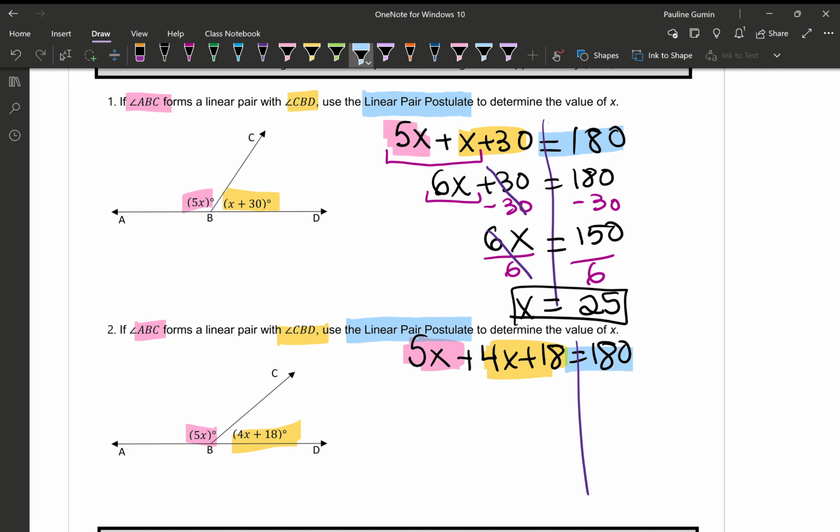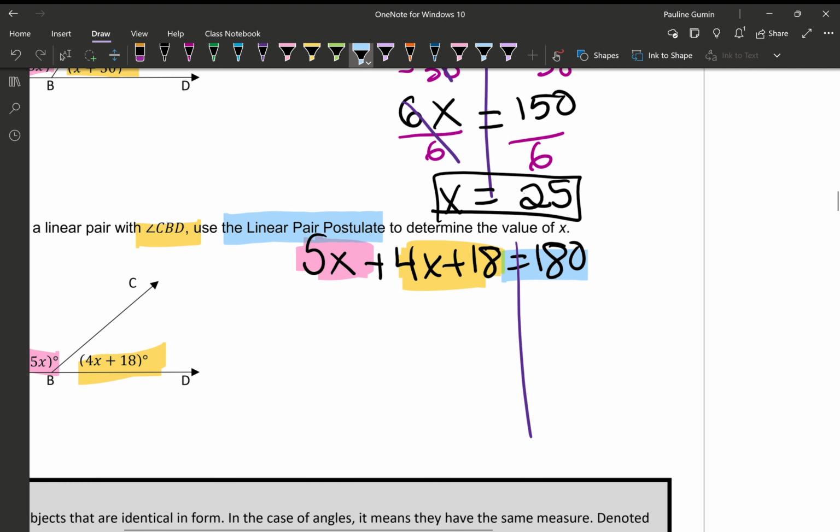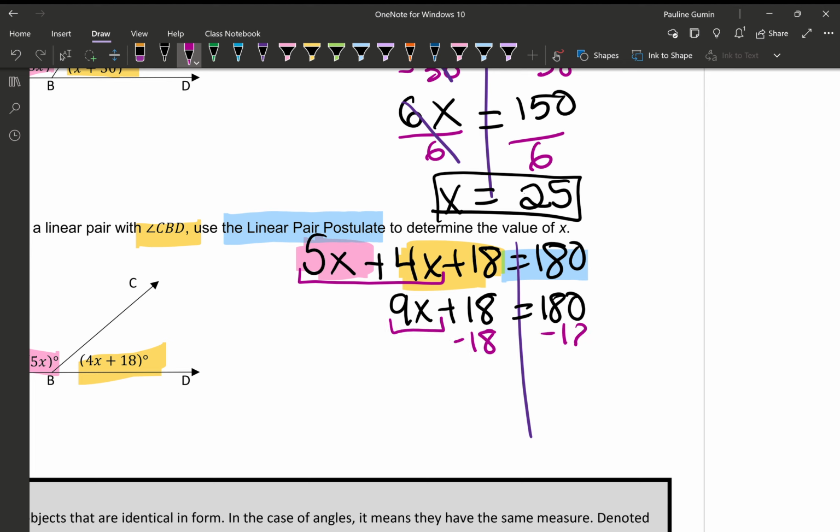I like that color coded. Anyways, let's do some solving. First, I'm going to combine like terms. 5x and 4x become 9x. Everything else stays the same. Next, I'm going to subtract 18 from both sides. 9x equals 162. Right? Right. And then, of course, finish by dividing both sides by 9.